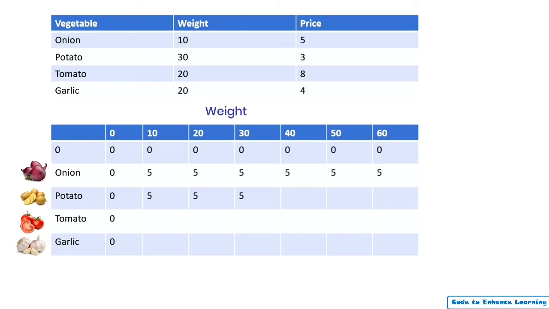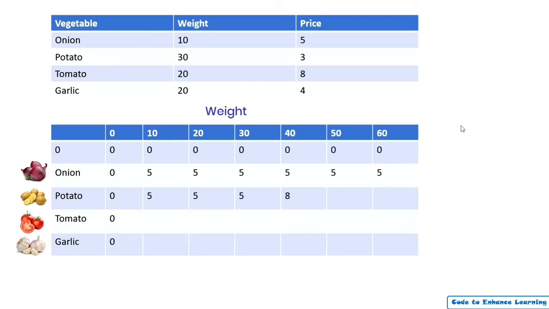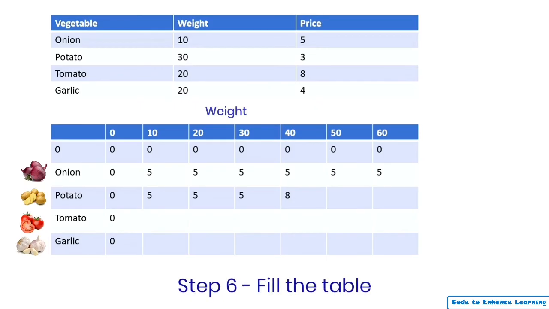Moving to the next cell, I have a carrying capacity of 40 kg. I look at the cell directly above. The value is 5. I subtract 30 kg from 40 kg to get 10 kg. The value in the cell directly above the row corresponding to 10 kg is 5. I add 3, the price of the potato, and 5, the value in the cell above, to get 8. I choose 8 because 8 is greater than 5. In this way, we can fill the table. The completed table looks like this. I encourage you to try and fill the table for yourself.